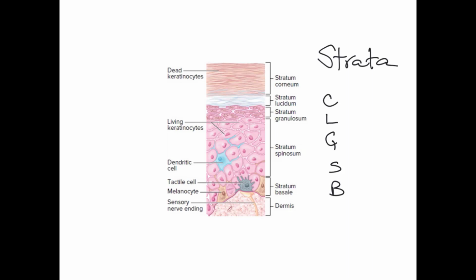And your book gives you the memory device, or mnemonic: Can Lucy give some blood? Going from the outermost layer to the innermost layer. So those are your strata if you can remember. Can Lucy give some blood? All right, so those are your layers.